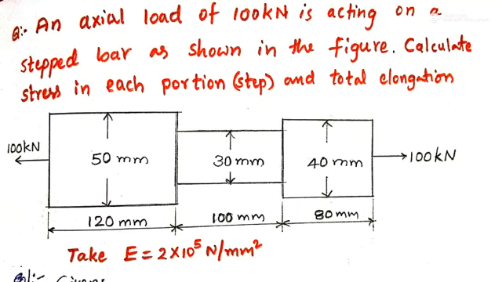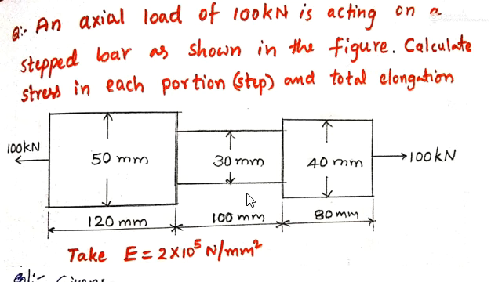Now we are seeing a problem on bars of varying cross section from the topic simple stresses and strains. Let us see the problem. An axial load of 100 kilonewtons is acting on a stepped bar as shown in the figure.